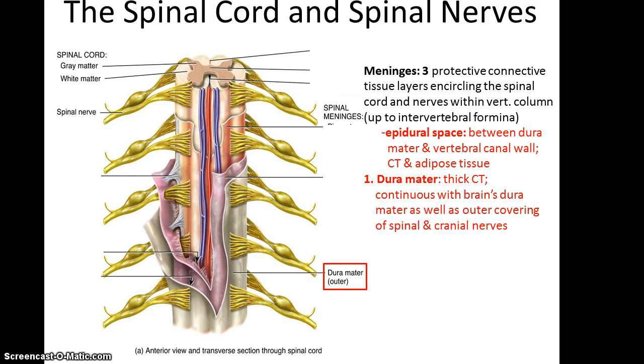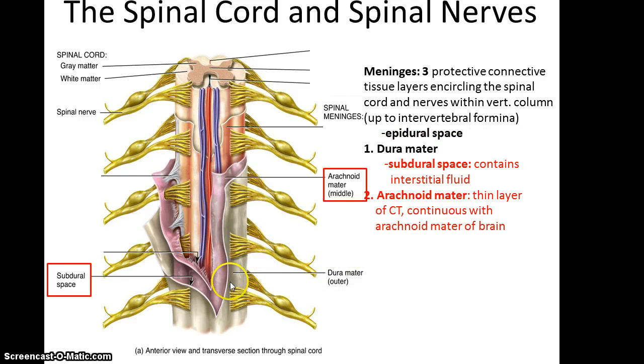This is between the Dura Mater and the vertebral canal wall, and this is usually filled with connective tissue and adipose tissue. Then you have the most superficial layer of meninges, which is the Dura Mater, and this is made of thick connective tissue, and it is continuous with the brain's Dura Mater, as well as the outer covering of the spinal and cranial nerves. So here's the Dura Mater on the most outside.